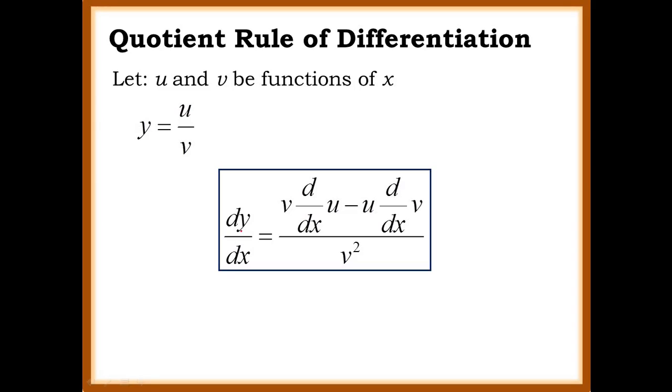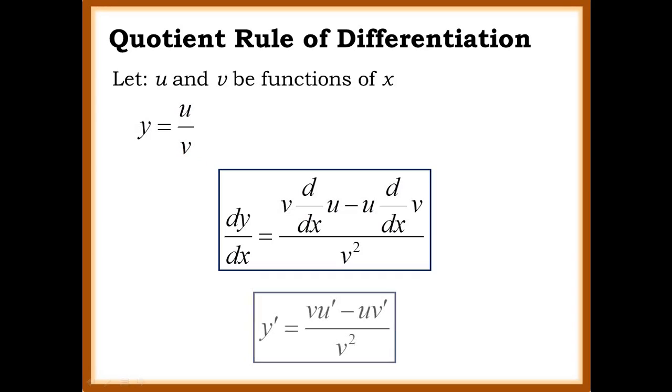We have our dy over dx, derivative of y with respect to x, is equal to, yung nasa baba, low, times derivative nung nasa taas, and then subtraction minus, copy yung nasa taas na u, times derivative nung nasa baba na v. This is all over the square nung function na nasa baba. Another representation is also this way.